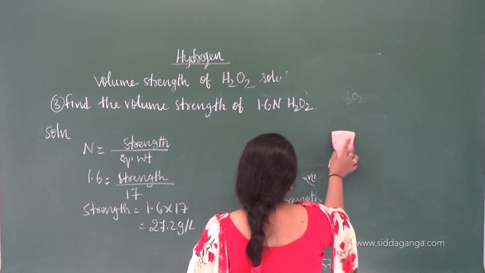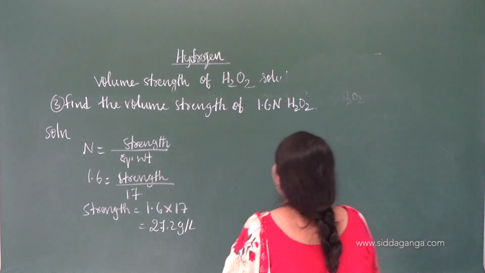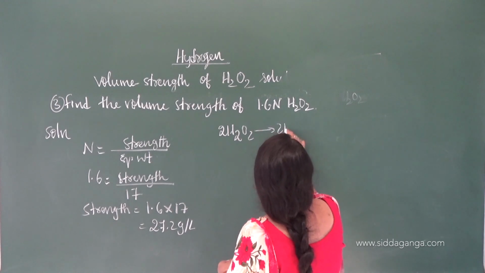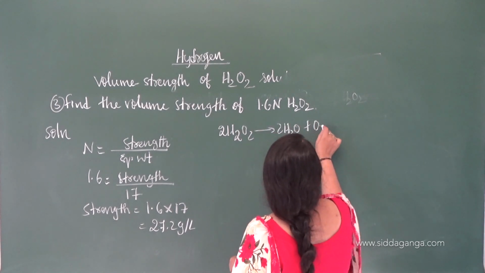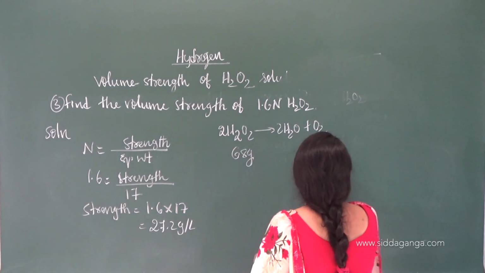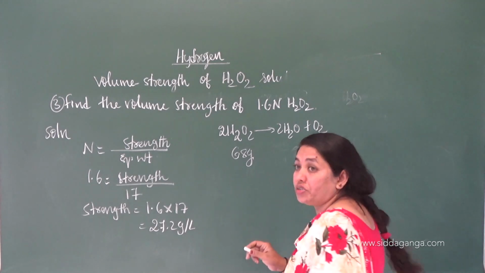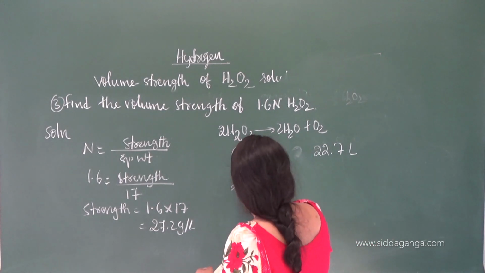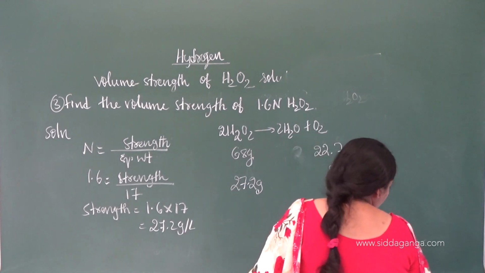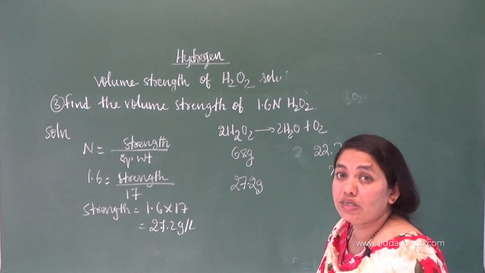Now you have to calculate the volume strength. That we can calculate using the equation. Once again, 2H2O2 gives rise to 2H2O plus O2, right? So 68 grams gives 22.7 liters of oxygen. How much do we have? We have 27.2 grams. How much oxygen per 27.2 grams?